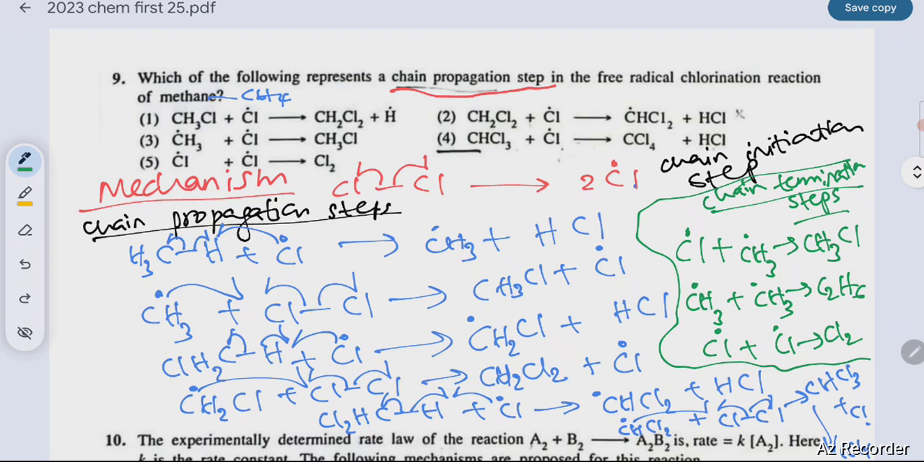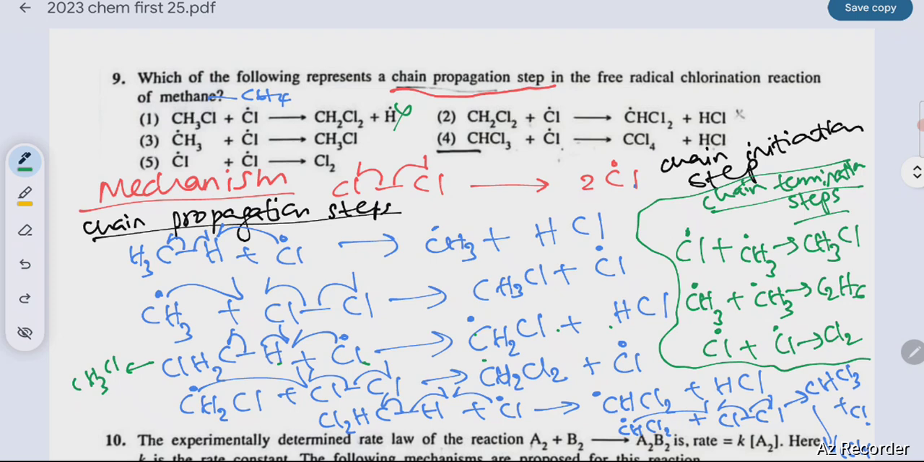Now they are asking about the chain propagation steps. Now this one is CH3Cl plus Cl dot. See whether we have something like that. CH3Cl plus Cl dot must give CH2Cl dot plus HCl. Hydrogen radicals are not formed, so that is wrong.